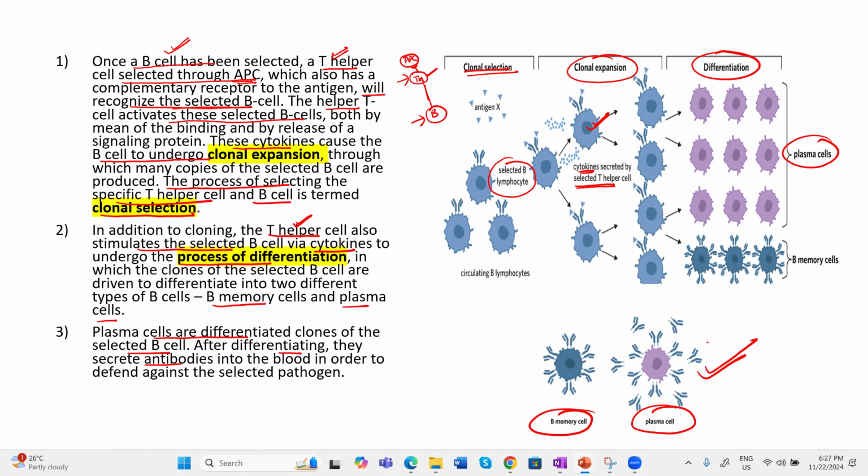They will also release cytokine for the differentiation, and B cell will differentiate into two types of cell: plasma cell, which secretes antibodies to fight the pathogen by different means; another, memory cell. So I hope humoral mediated immune response might be easy for you. Now let us see cell mediated immunity.